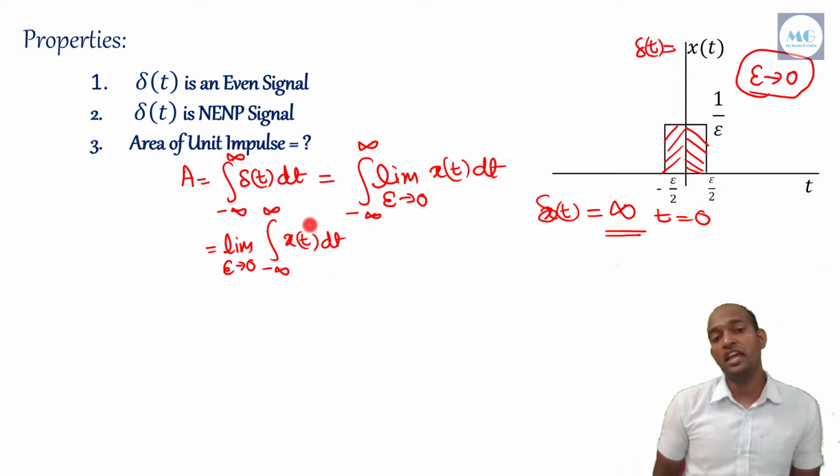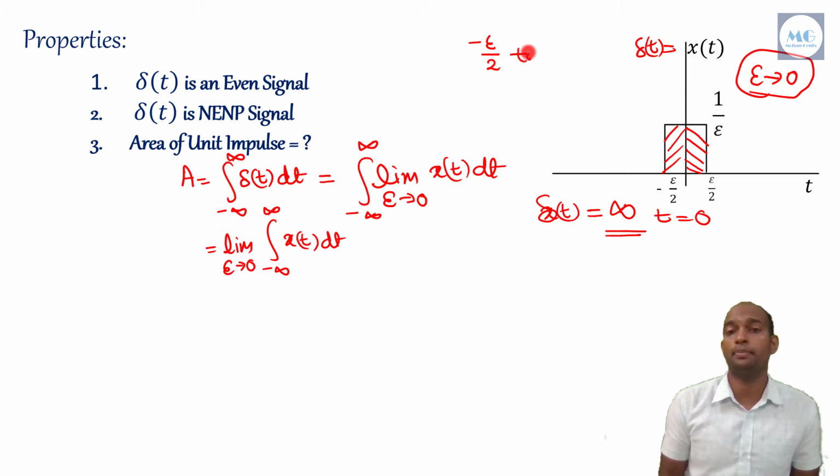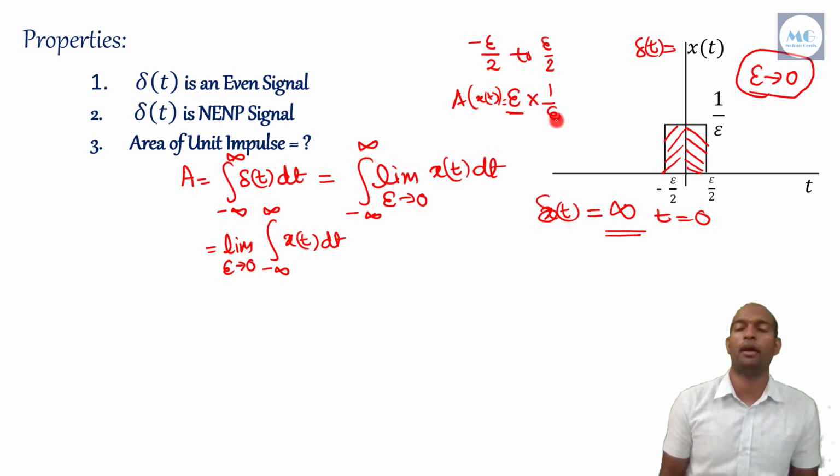So what is the area of this x(t) signal? Area of any square signal is length times base. Its base value is from minus epsilon by 2 to plus epsilon by 2. What will be its length? Its length will be epsilon. This is the base, and what is height? Height is 1 by epsilon. So area of x(t) is equal to epsilon into 1 by epsilon, that is equal to 1.